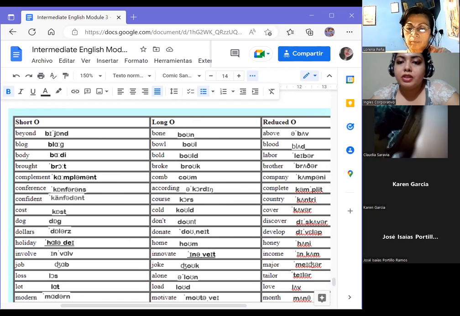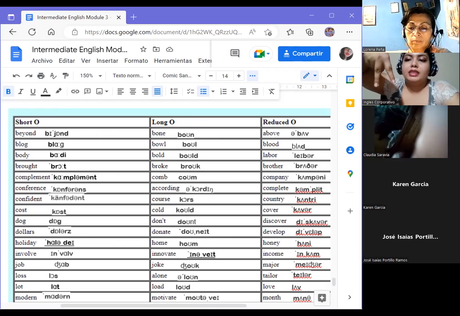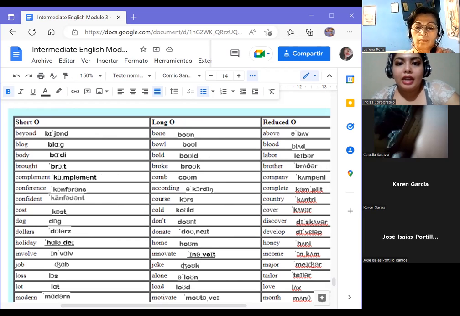So then for the reduced O, we have like a V, right? Like this. And we have a verb, good, labor, brother, company, complete, country, cover, discover, develop, honey, income, measure, major. That symbol is that sound. Major. Taylor. Love. Month. The sound. Month.